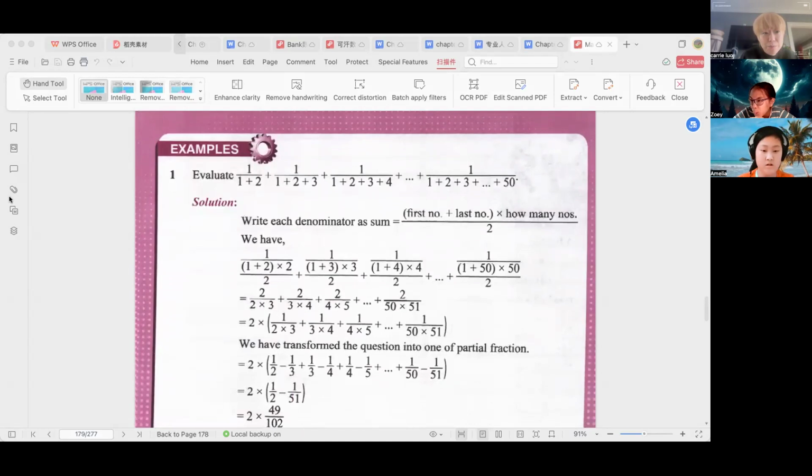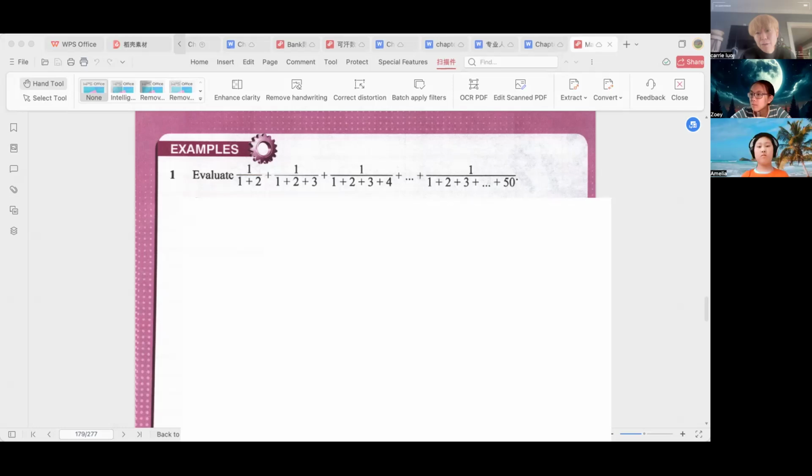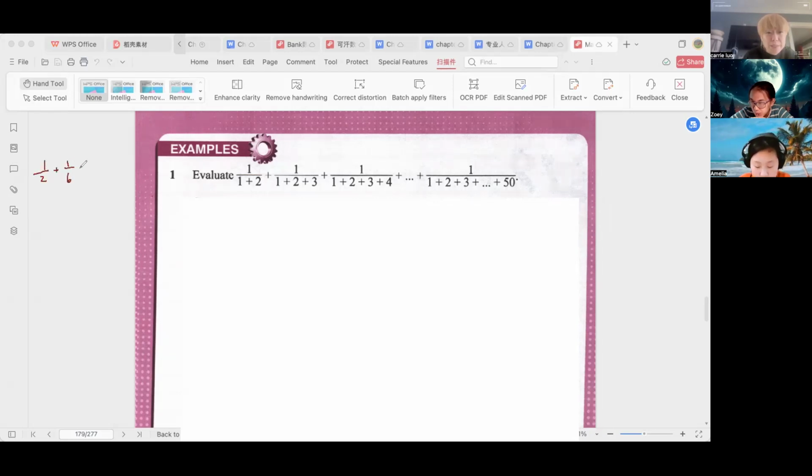Let's take a look at the first one. We have learned something like that before, correct? Let me give you a reminder. If we have 1 over 2 plus 1 over 6 plus 1 over 12 plus 1 over 20, do you still remember how to do it, Zoe and Amelia?